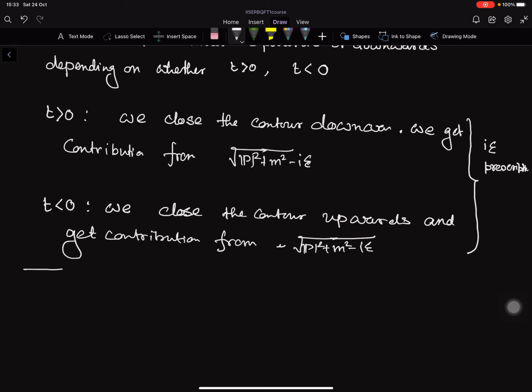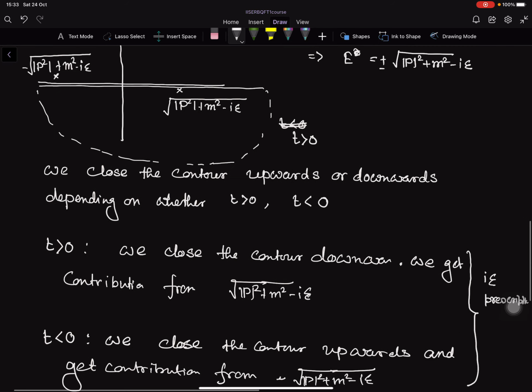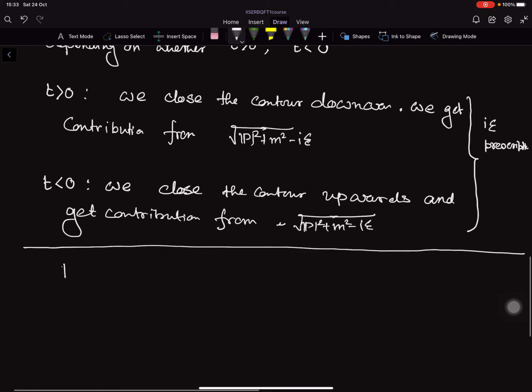So in this sense, the epsilon prescription is extremely crucial to have this particular property, that we have only positive energy solutions which propagate forward in time, and negative energy solutions traveling backward in time. Because for the retarded propagator, for example, both the poles contribute for t greater than 0.